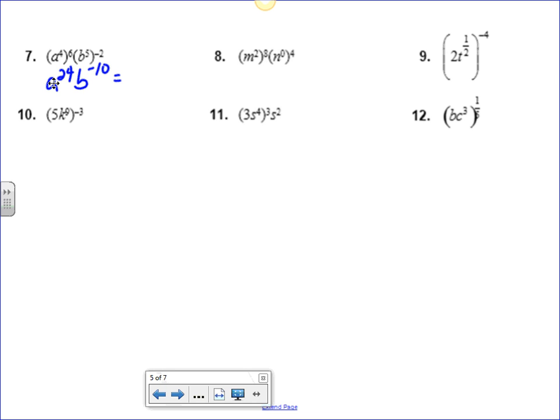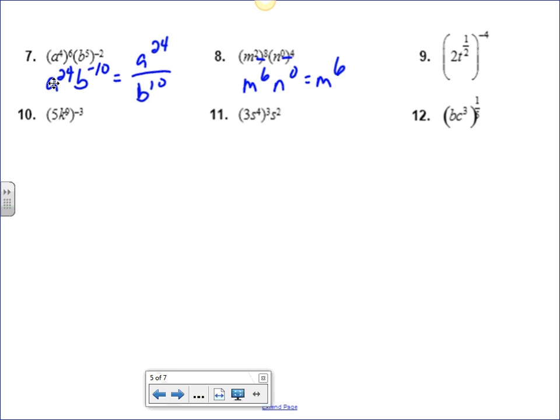So to simplify that, so you don't have a negative exponent, it would be a to the 24th over b to the 10th. The next one, if we take a look here, we multiply these two sets, I'd have m to the 6th and n to the 0, which really just is m to the 6th power. Okay, we're going to skip number 9. Why don't you give number 10 and 11 a try, pause the video, and then come back and see how you did.